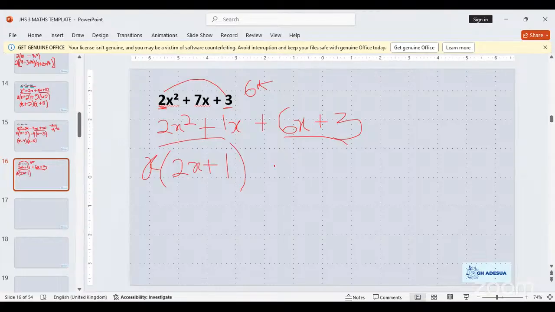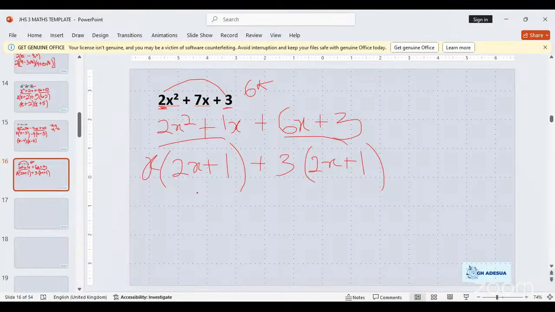Then we have 6x plus 3. What is common? 3 is common. Okay, so when you pull 3 out, you have what left? 2x plus 1. So the same 2x plus 1 in this one. Next step.